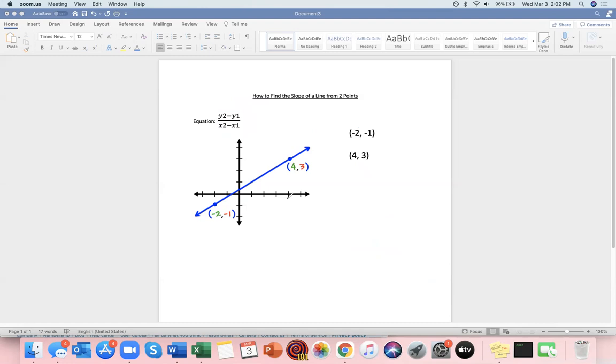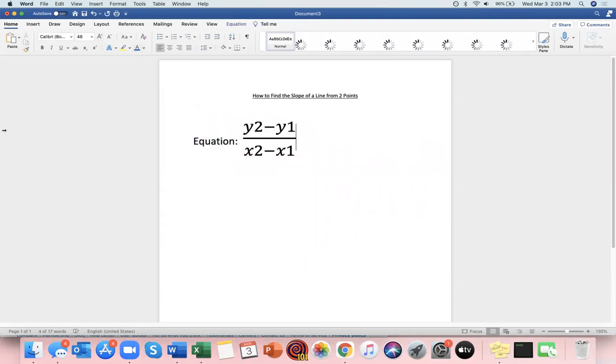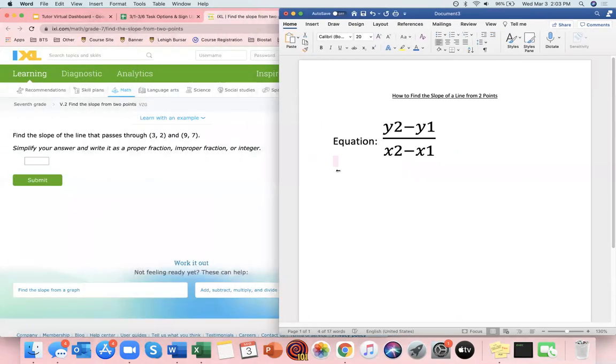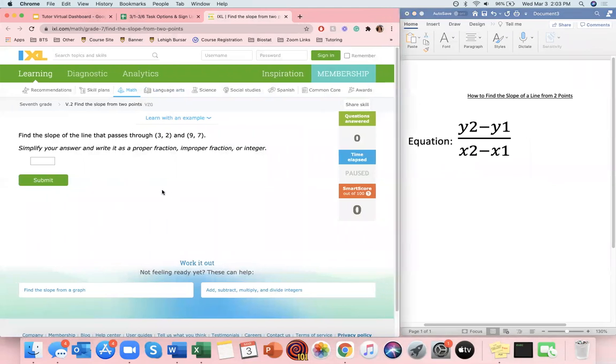Let's delete this example so we can just have our equation ready to go. Let's make it a little bit bigger and start working on these problems. We'll go over 5 of them today. Let's start with this one. Find the slope of the line that passes through 3, 2 and 9, 7.